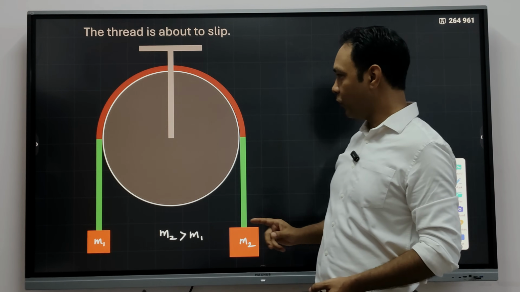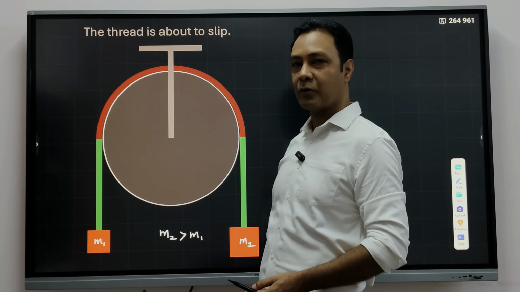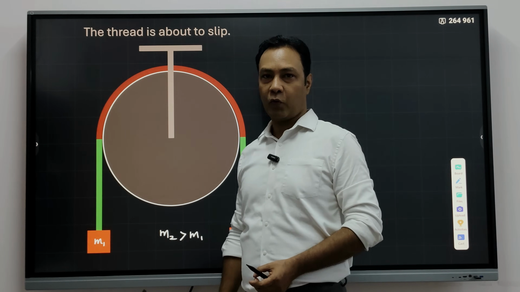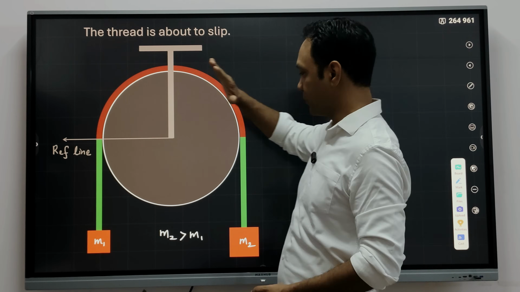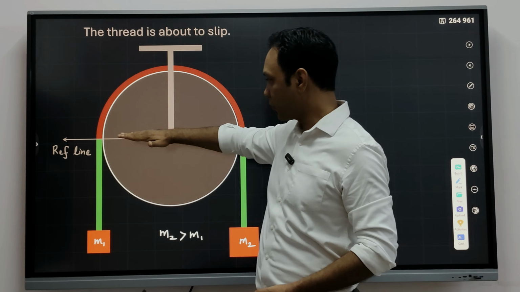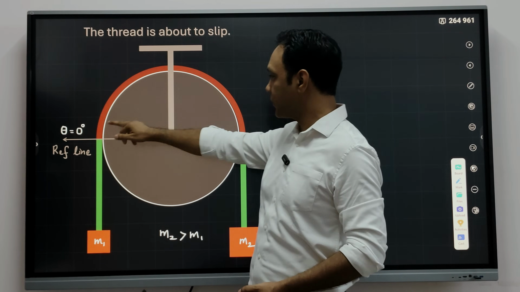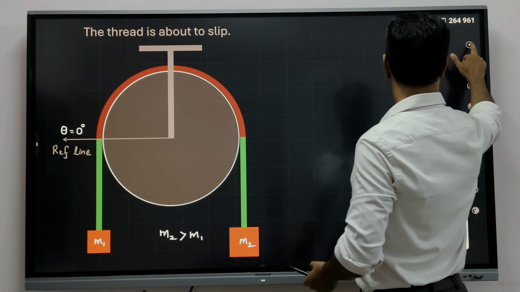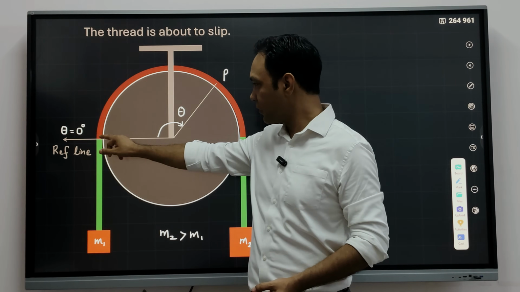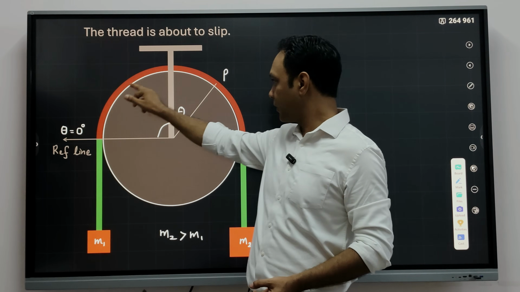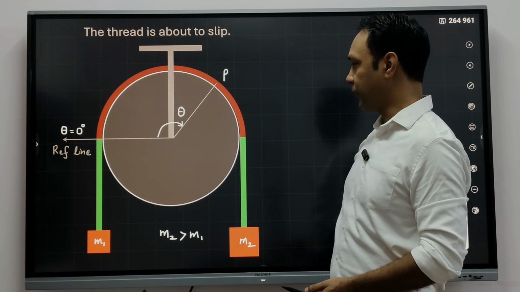Alright, so I want to study each and every point of the thread. For that, let me take an angular coordinate system. This is my reference line. From this reference line, I'll measure theta, and here theta is 0, and at a general point P here, the theta is theta. So if I'm here, theta is 0. If I come here, theta will become 180 degrees or pi radian.